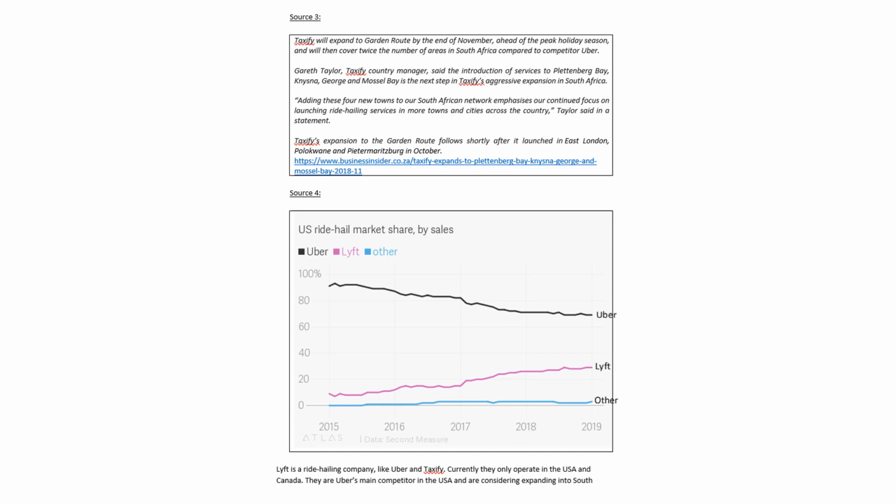And Source 4 shows us a graph of the American ride-hailing market. You can see that Uber's market share has been declining somewhat as Lyft has been increasing. So already we can pick up from this that Lyft was able to successfully compete with Uber for customers, and they've managed to take some of the market share in the US, which already gets us thinking that if they can do it in America, then they can probably do it in South Africa.